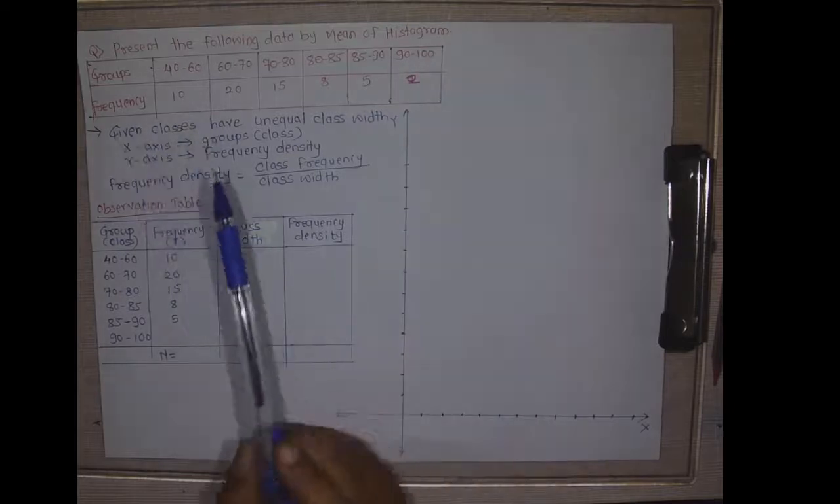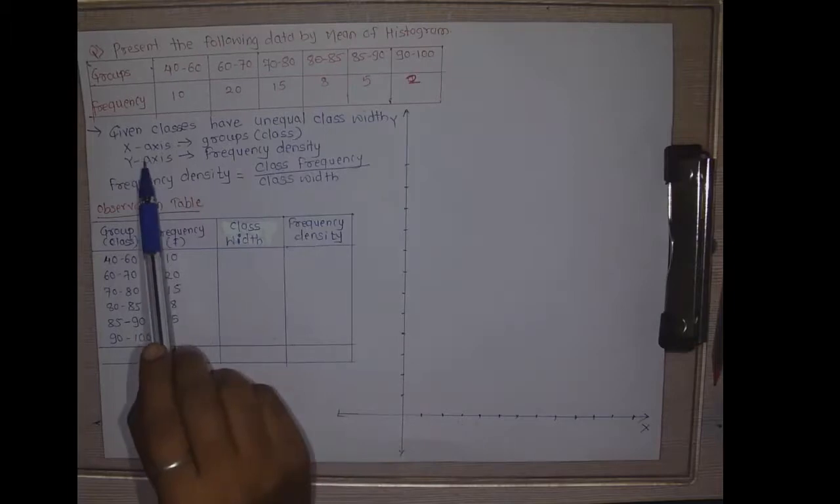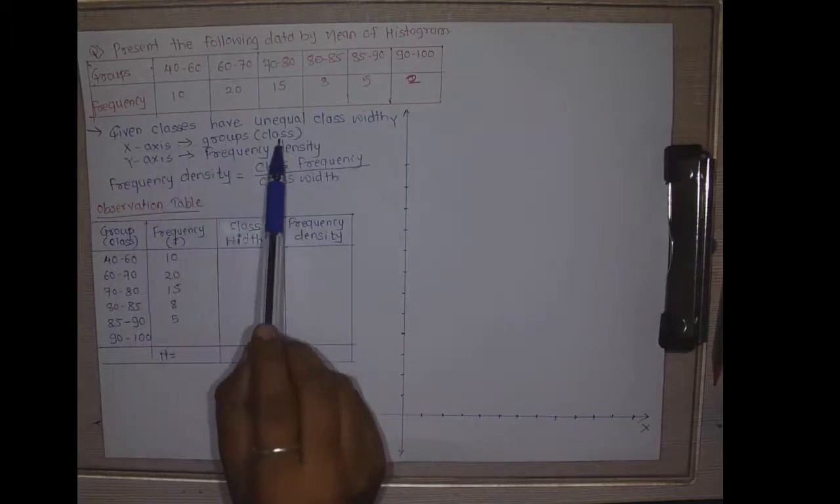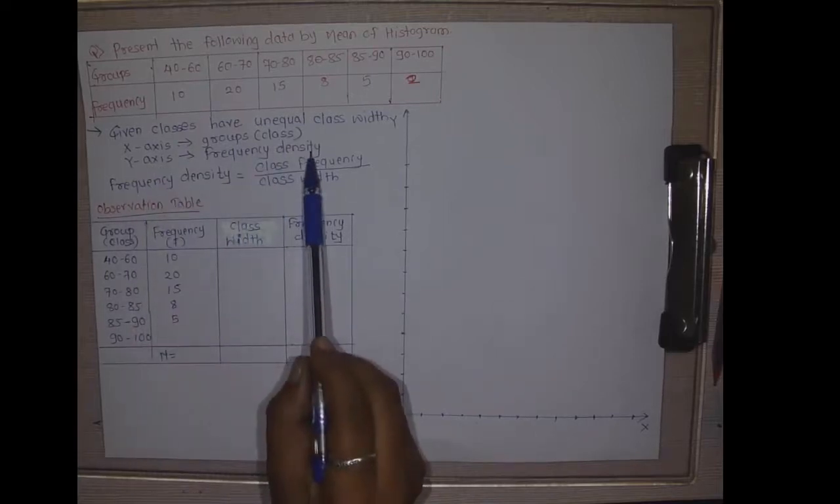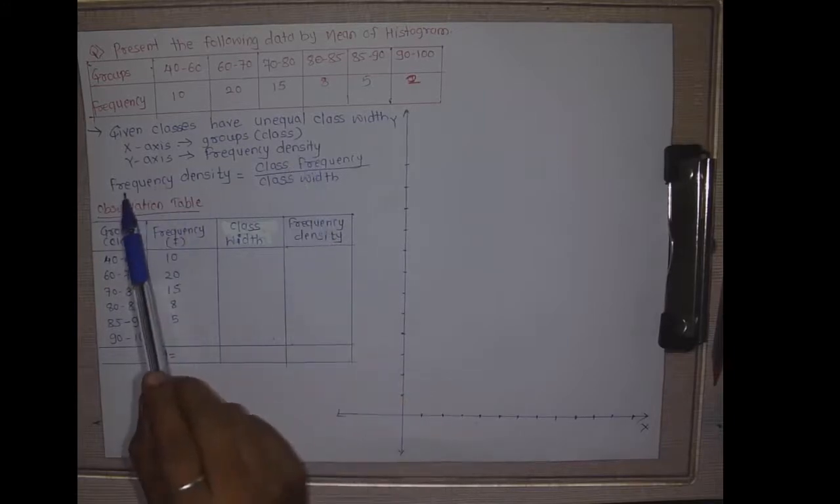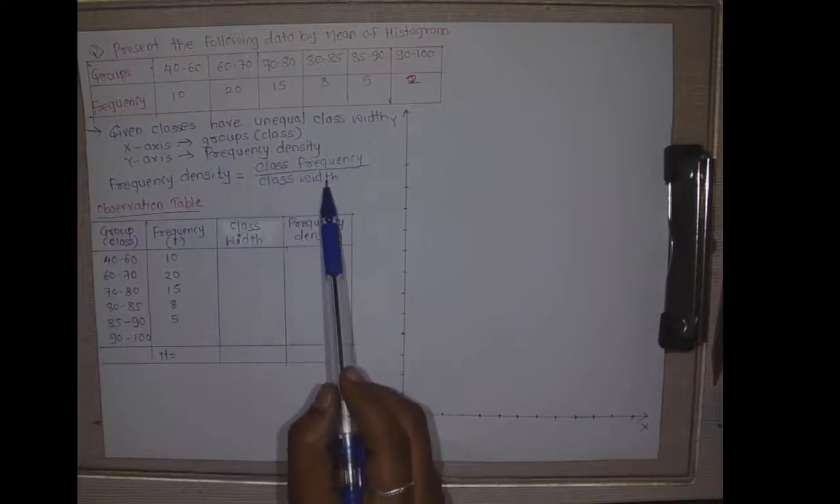So for drawing the histogram, we need an x-axis and a y-axis. On the x-axis we take the groups or the classes given. On the y-axis we take the frequency density instead of the frequencies. The formula for the frequency density is the class frequency divided by the class width.